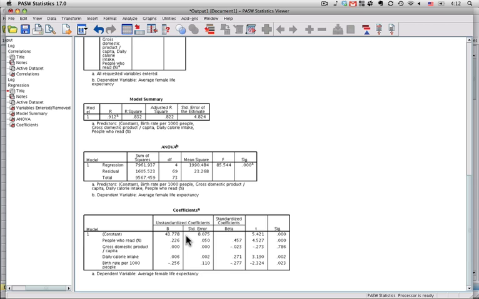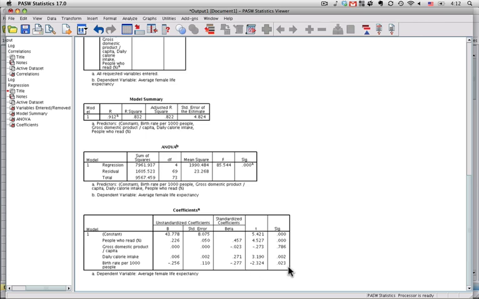The more interesting ones are these coefficients right here. This says for the percent of people who read, for every percentage point of people who read, add 0.226 years to the average life expectancy for women. This one, GDP, says add zero. Caloric intake is add 0.006. Now, that means for each additional calorie, which is why this is a very small number, because calories, you know, you have thousands of them. And then birth rate is negative.